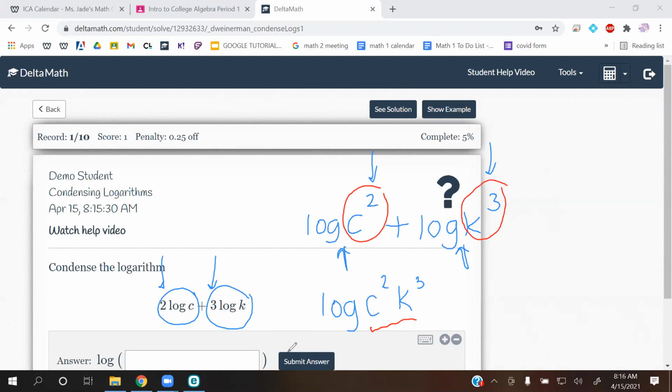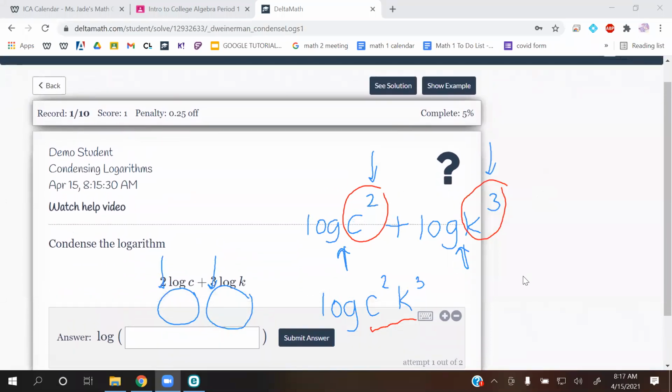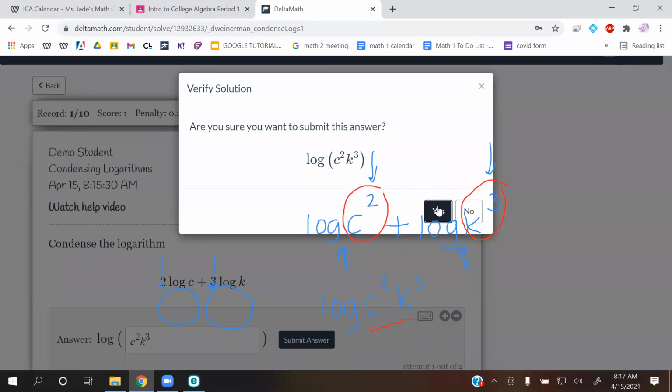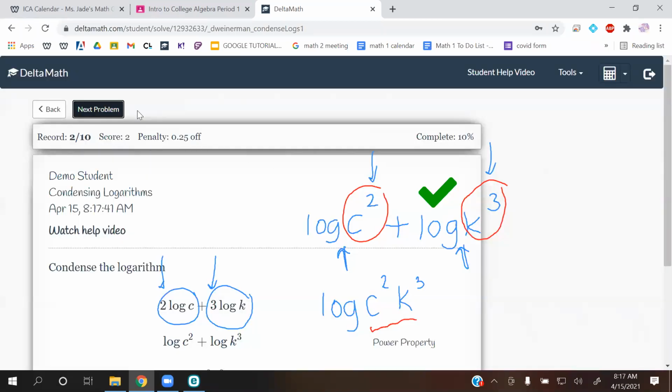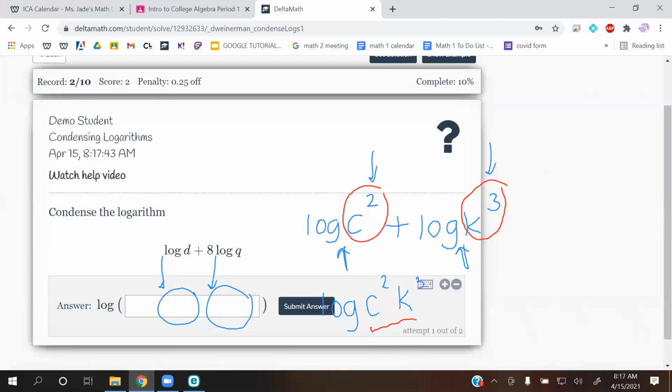Okay, any questions on this one? Okay, so let me type it in. Oh, sorry. But notice once again that they typed the log for you, so you only have to type C squared K cubed. Don't type the log again because they typed it for you, okay? And then submit. And then let's do another problem. Let me scroll down a little bit actually.